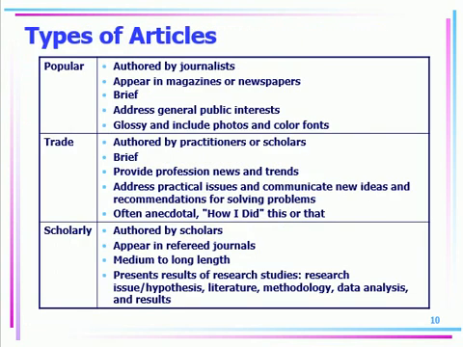Okay, just one last comment here, and then we'll get into how to find related literature. What are the different kinds of literature? There are really 3 general types. There's the popular literature, which is typically authored by journalists, generally appears in magazines or newspapers, is very brief, and addresses general topics of interest to the public. Sometimes they're glossy and include photos and color fonts.